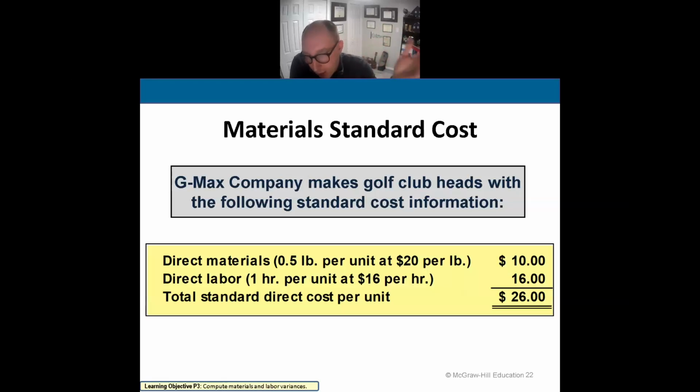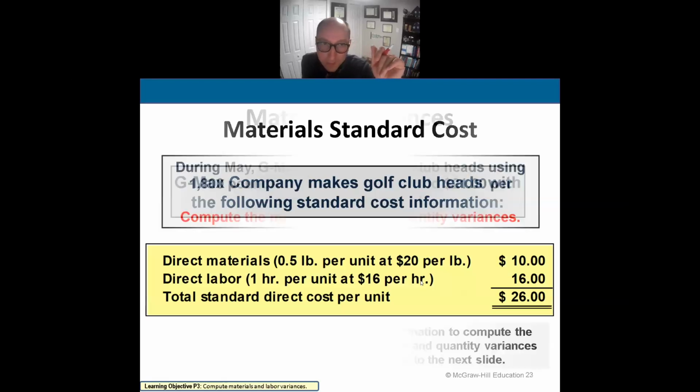For the labor, it takes me 1 hour to make a golf club. I pay my employee $16 per hour. So 1 hour times 16 is $16 for direct labor. Direct materials plus direct labor gives me a standard direct cost per unit of $26. We know there's overhead, but we're only talking about materials and labor for right now.